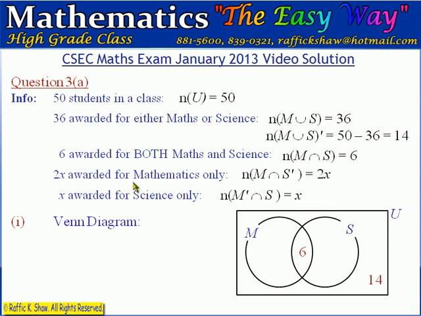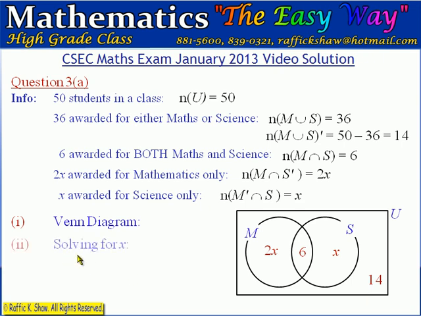The 2x was the number of students in math only, that would be placed here. That's a subset for the students awarded for math only, and then the students awarded for science only will be placed in this subset here, representing the students who were awarded for science only, and that number is x. And that's our completed Venn diagram with all the subset values shown.